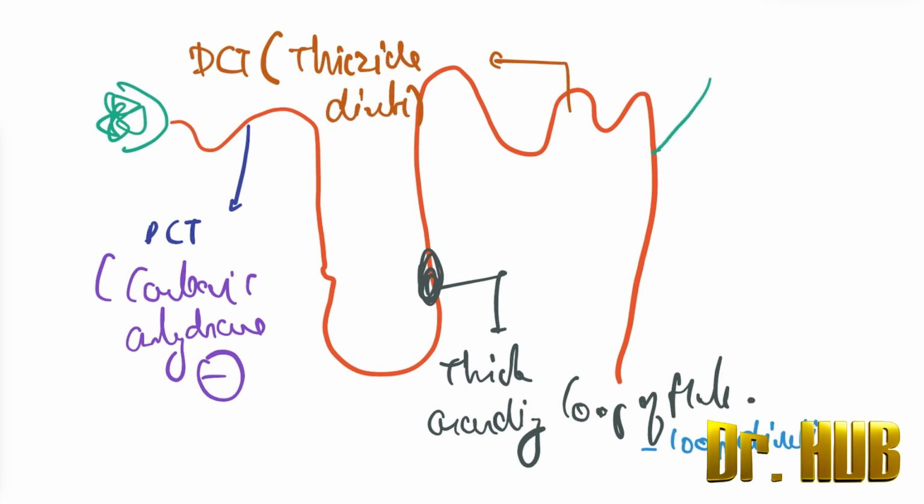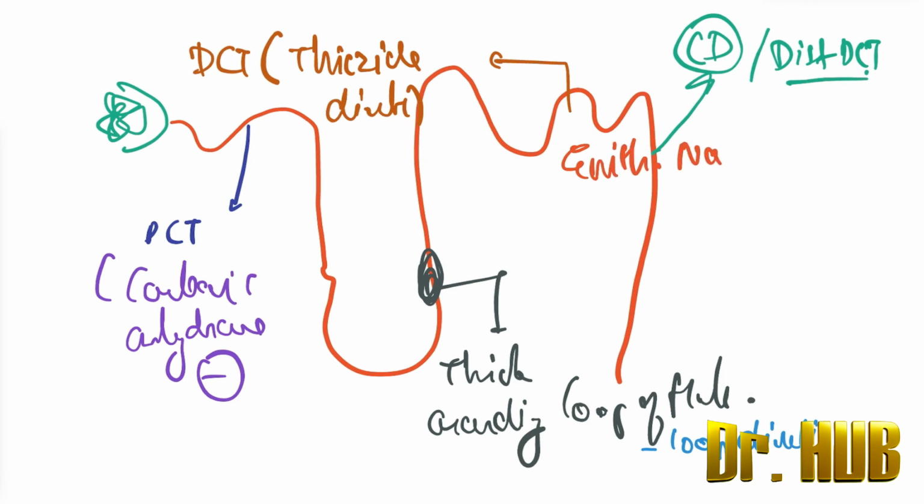Next, there is the collecting duct, as well as the distal DCT. This has the epithelial sodium channel inhibitors, as well as the aldosterone antagonists.